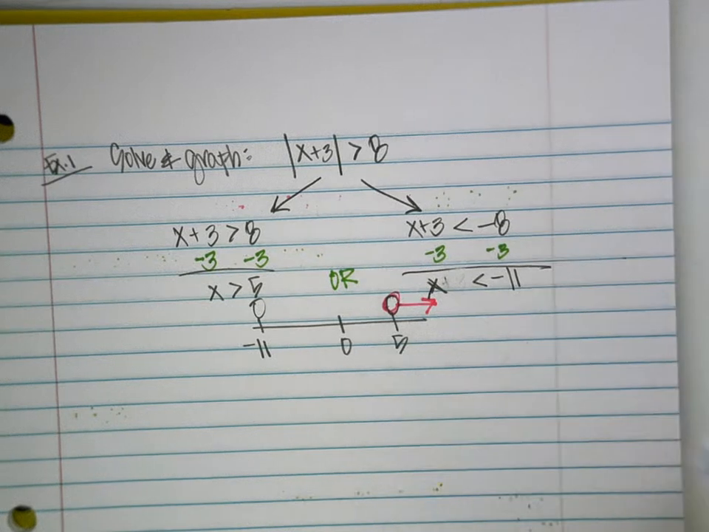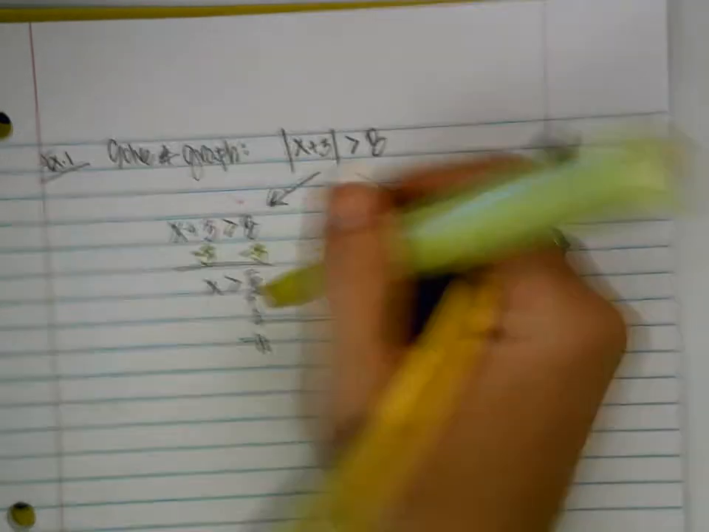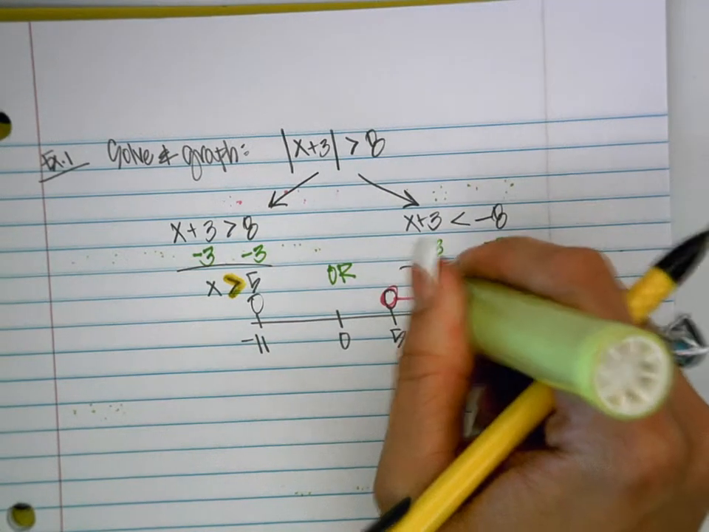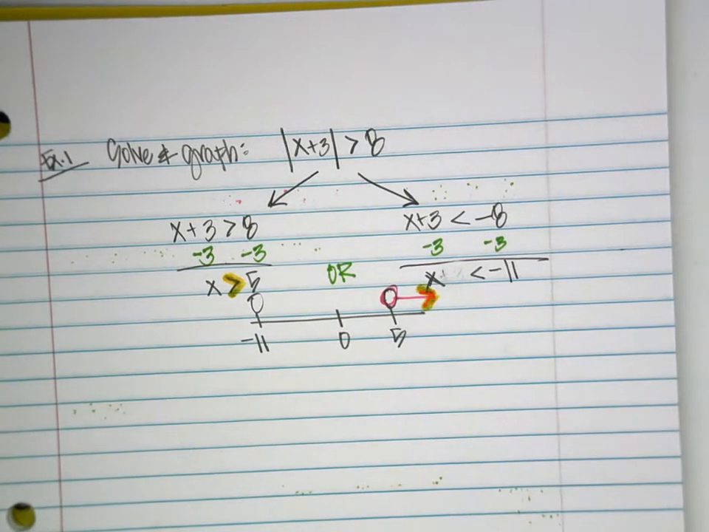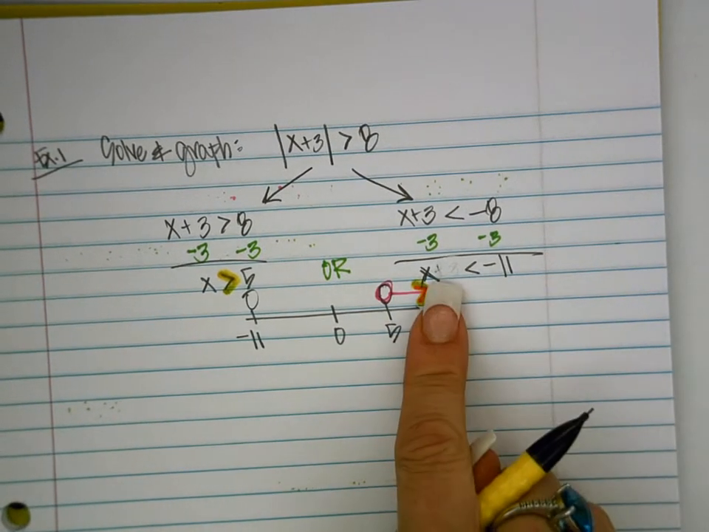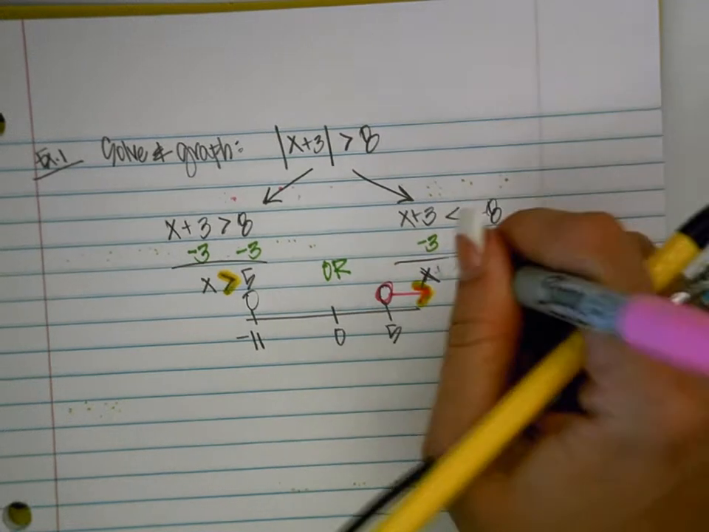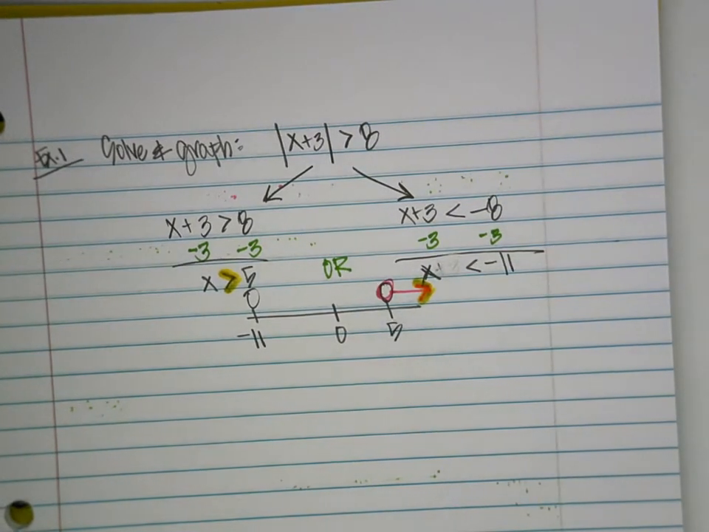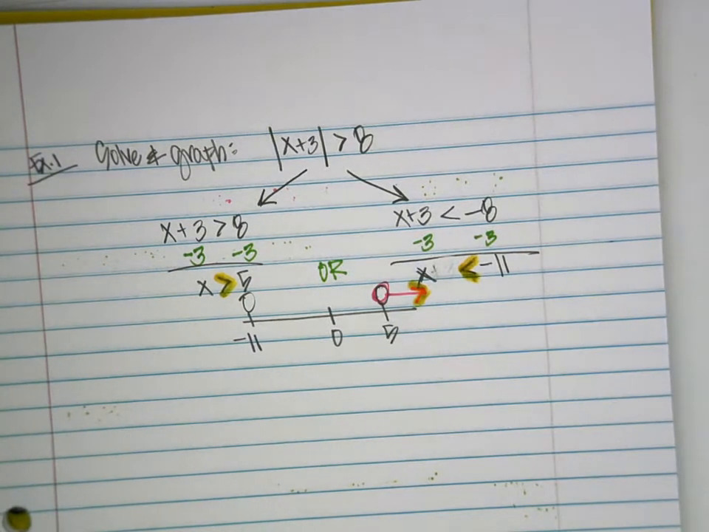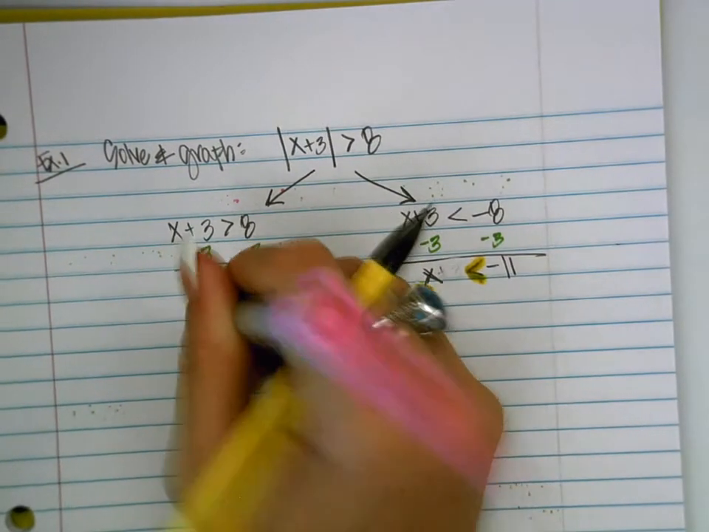If you have difficulty remembering which direction things go, this inequality matches the end of this arrow. They're going in the same direction. This inequality matches the end of that arrow. Same thing here. X is less than negative 11. That inequality will also match the end of the arrow. So this one is going to be moving to the left or to the right? To the left. That's how we graph those.